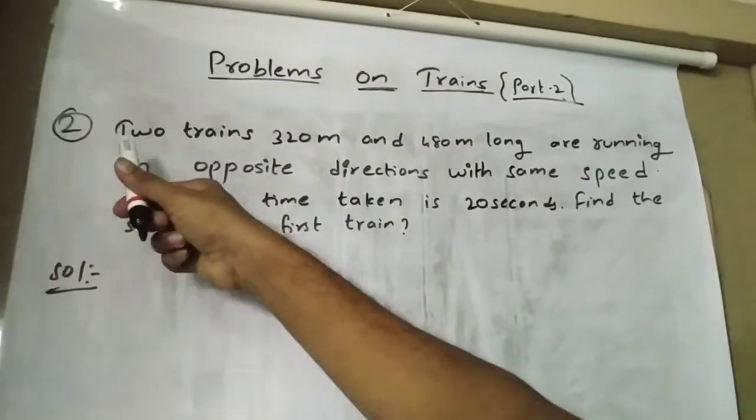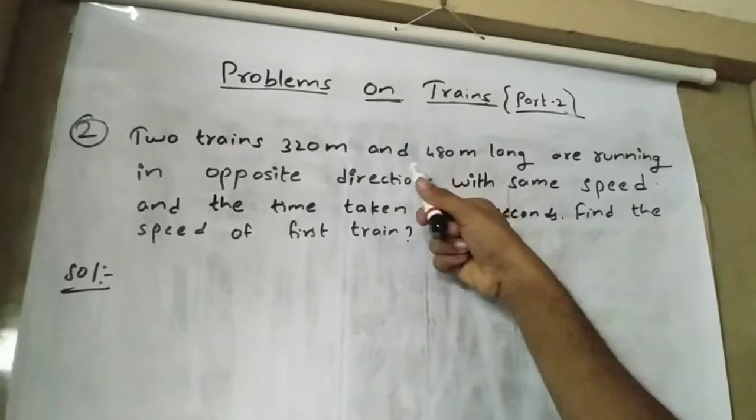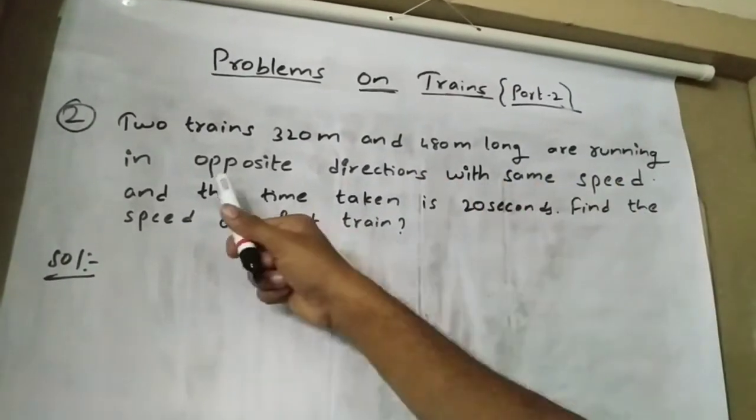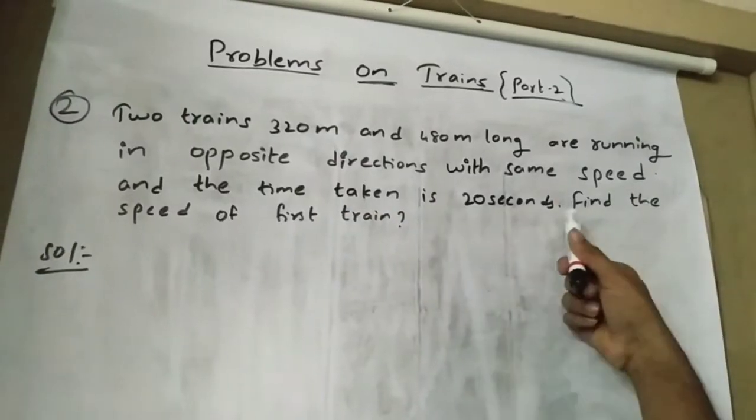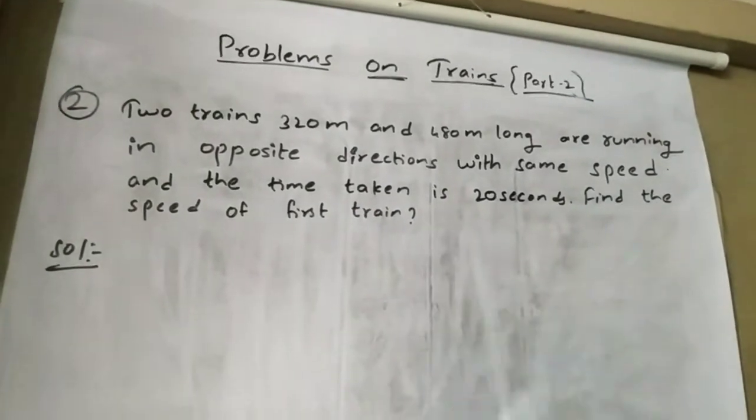In the second question, it is given that two trains 320 meters and 480 meters long are running in opposite directions with the same speed and the time taken is 20 seconds. Find the speed of the first train.